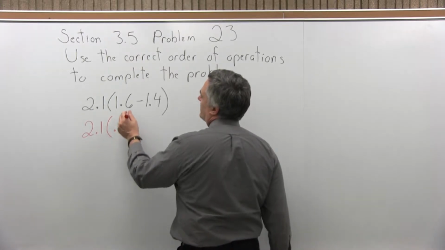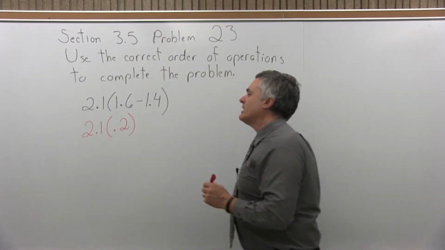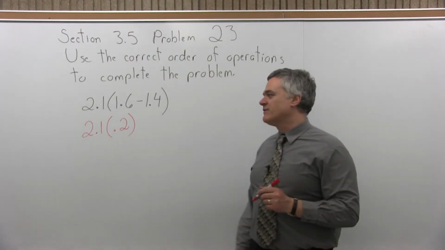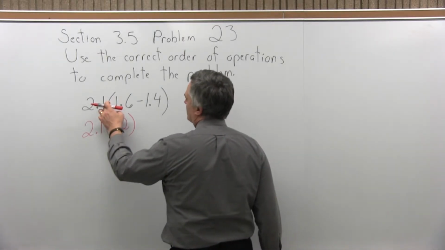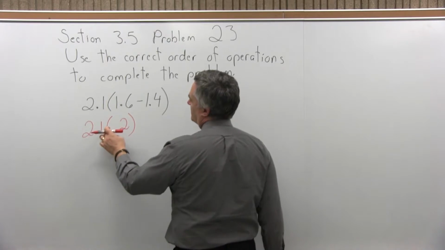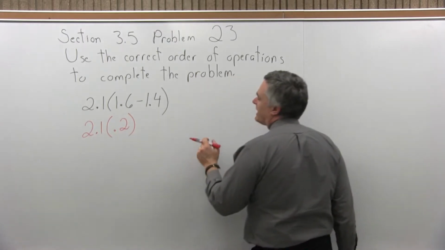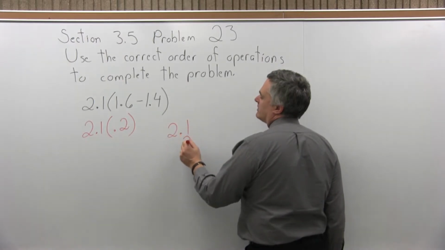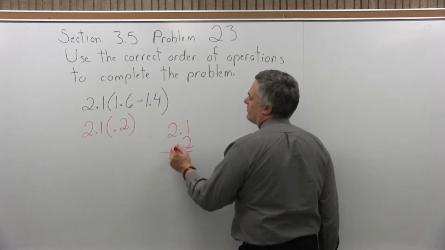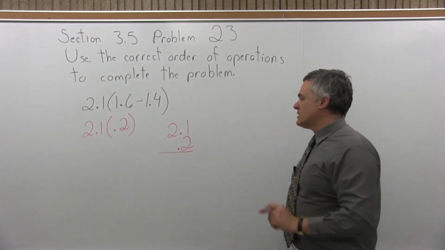is just 0.2. Again, some people would write 0.2, but 0.2 is fine. So now I have to multiply. There's no operation symbol indicated, but it's assumed that it's multiplication. 2.1 times 0.2. So this we can write out. 2.1 times 0.2, or if you prefer 0.2, that's optional.